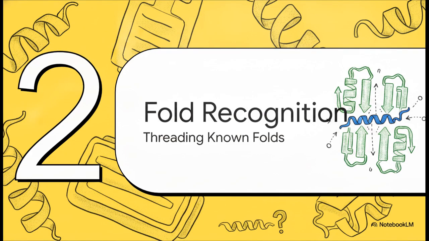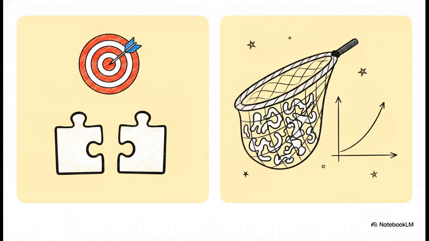Moving right along to level 2, fold recognition, also known as threading the unknown. So what happens when we don't have that 25% match and our sequence has no obvious twins in the database? Well, we rely on a backup plan. Let's compare these 2 techniques side by side so you can really see the trade-off. Homology modeling gives us incredibly high accuracy, but it's rigidly restricted by that 25% similarity rule.